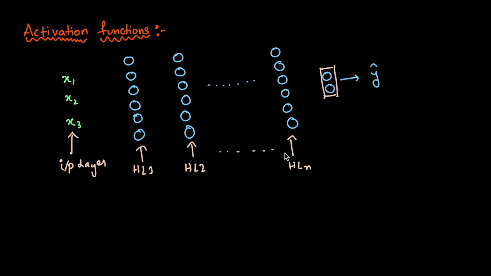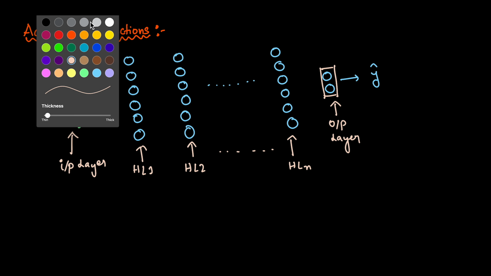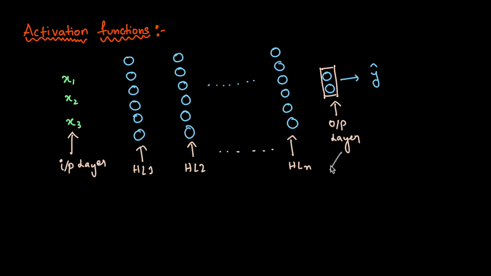That is up to us, what the number of hidden layers is. And finally, we'll have some output layer, and through this we'll get the predicted output. And we know what changes we need to make according to the problem that we have. Let's say the problem we are trying to solve is a regression problem.